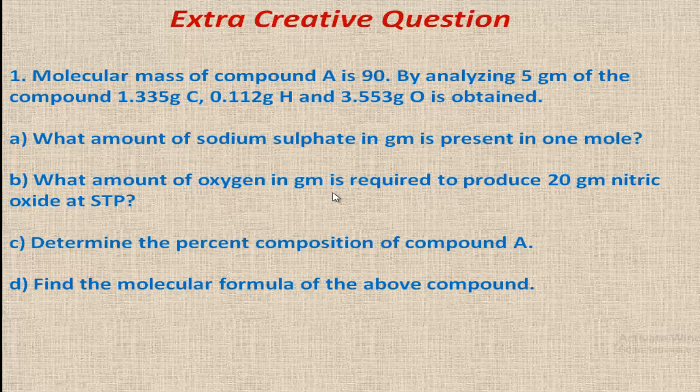What amount of oxygen in gram is required to produce 20 gram nitric oxide? Nitric oxide means NO. So when nitrogen gas reacts with oxygen gas, then nitric oxide gas, NO, is produced. So at first you have to write the balanced equation, then from the equation you have to calculate, for 20 gram nitric oxide produced, what amount of oxygen is needed.